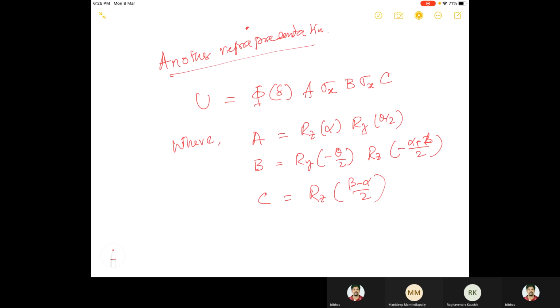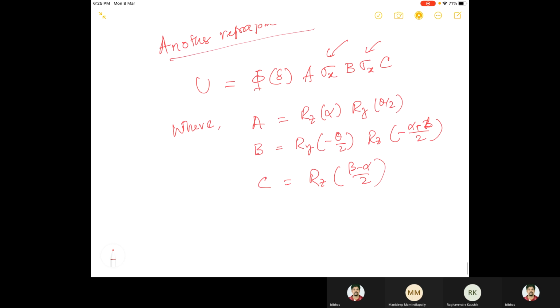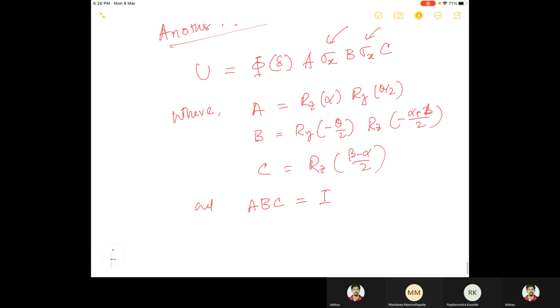This also you can check. And there is sigma x here. If you multiply ABC, one property is that A times B times C is equal to identity. This is very, very important. This formulation I will use to implement my circuit for this U using 1-qubit gates and the control gate.